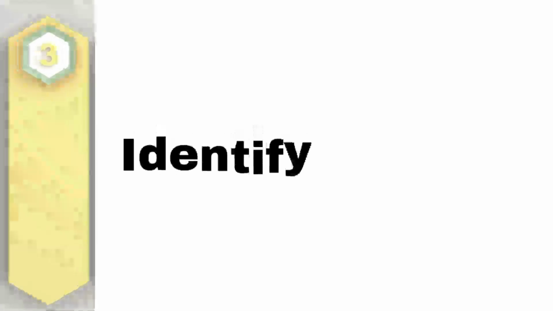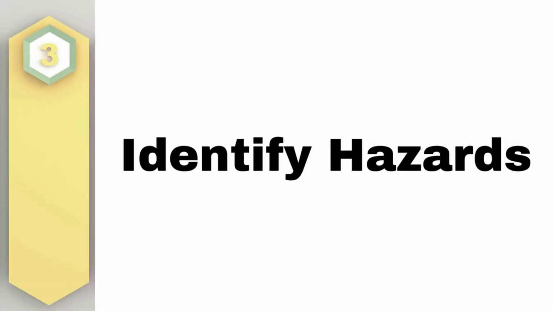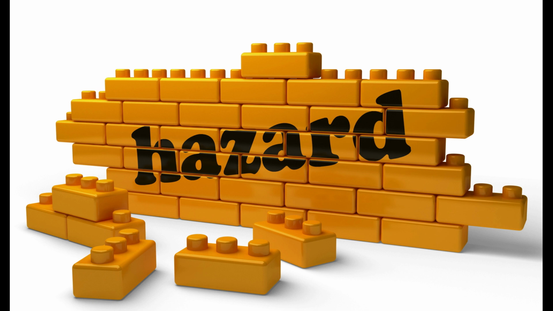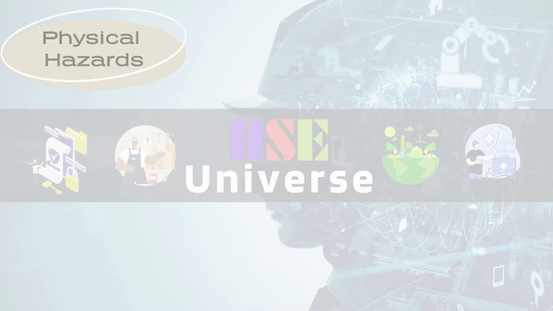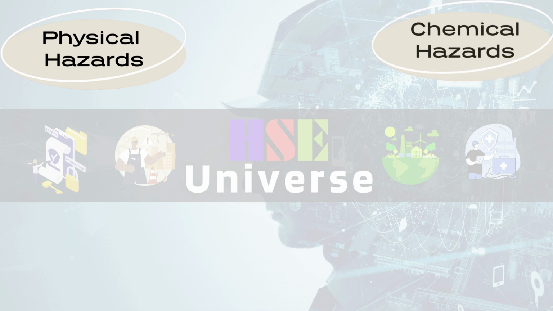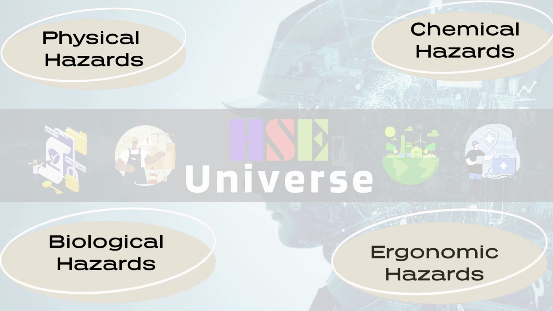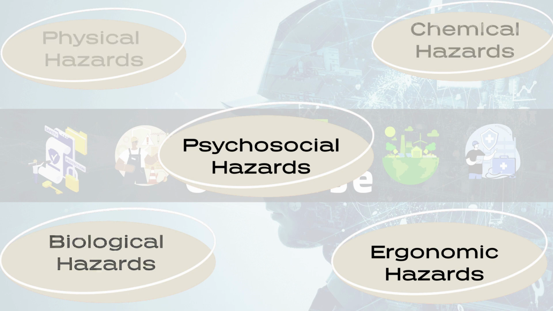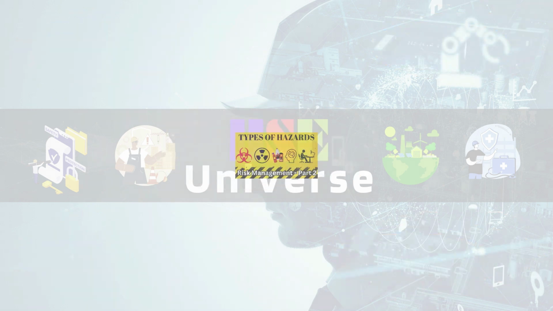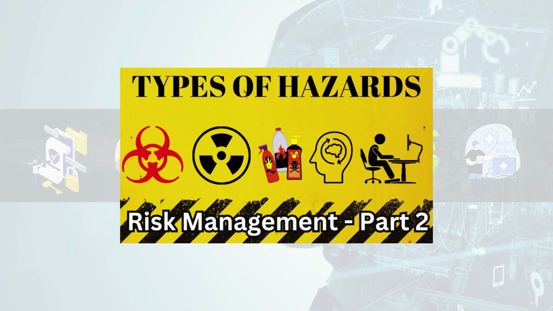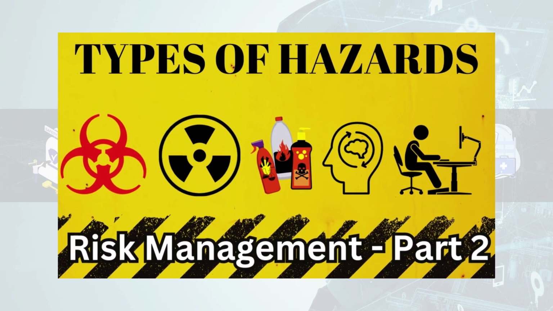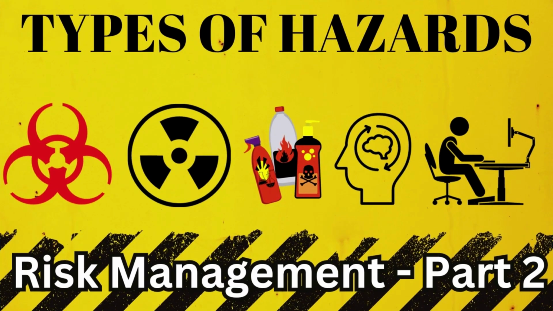Third step is identify hazards. Once you have gathered the information, you can begin to identify the hazards that exist. Consider all of the potential hazards, including physical hazards, chemical hazards, biological hazards, ergonomic hazards, psychological hazards, etc. If you would like to know the types of hazard in detail with examples, don't forget to watch our video on types of hazard. The link is in the description and in the playlist too.